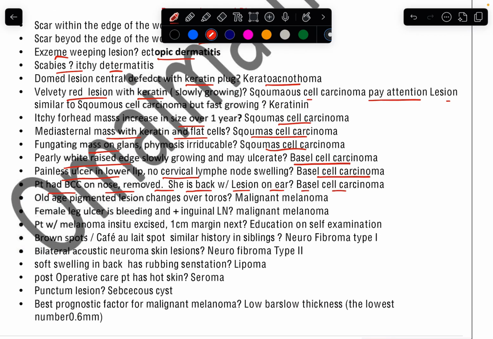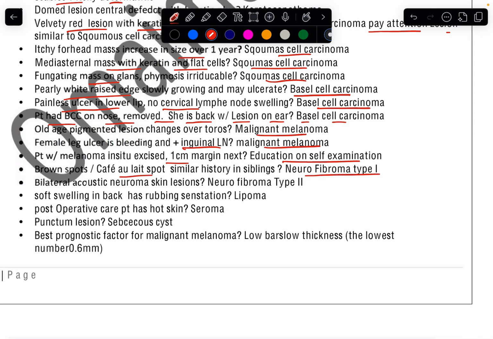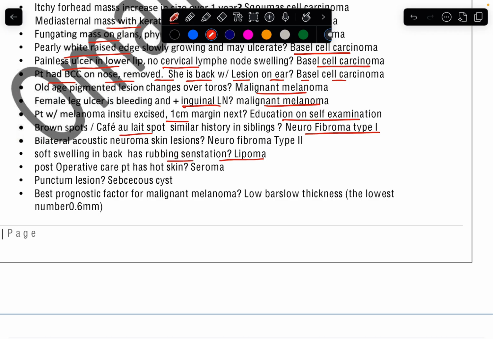Old age, pigmented lesion over the torso, malignant melanoma. Patient leg ulcer with inguinal lymph node is malignant melanoma. Melanoma in situ, excise with 1 cm margin, education, self-examination. Brown spots, café-au-lait spots, neurofibromatosis type 1. Soft tissue swelling in the back, lipoma. Post-operative care, patient with hot skin is seroma. Punctum lesion is sebaceous cyst. Best prognostic factor for melanoma is low thickness.